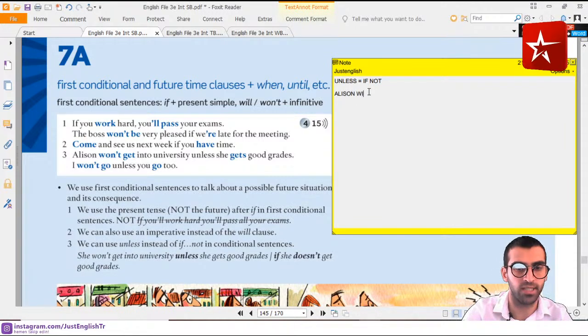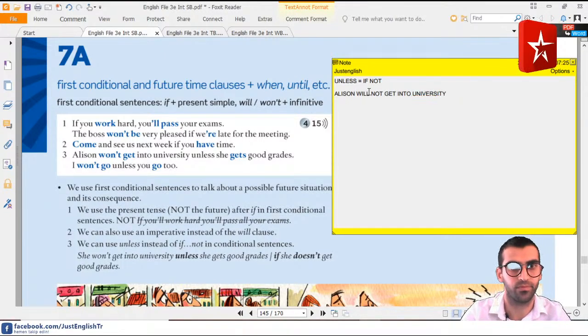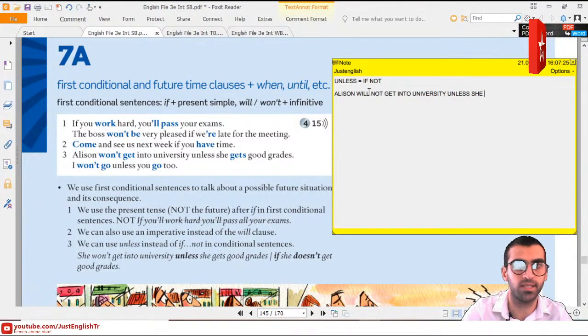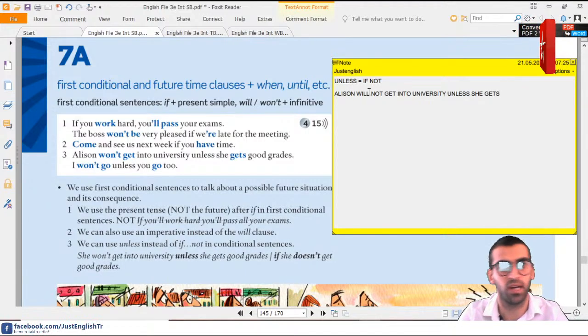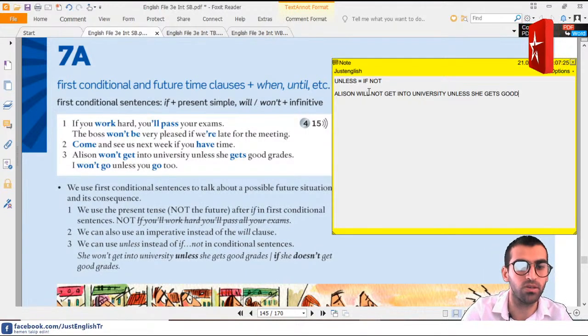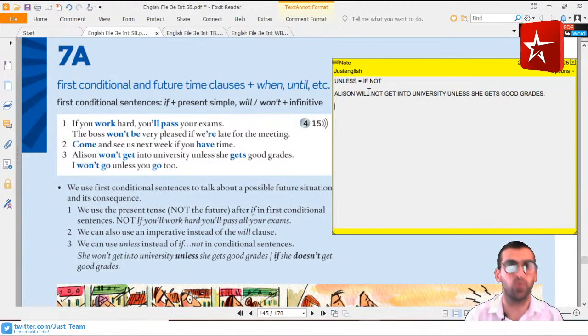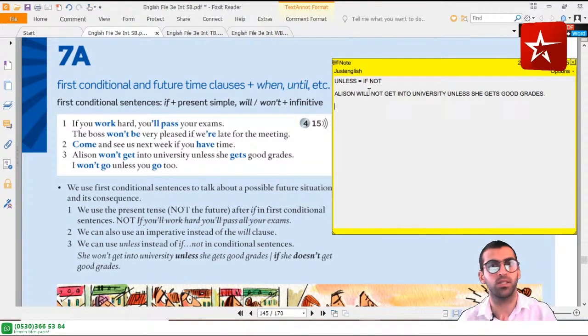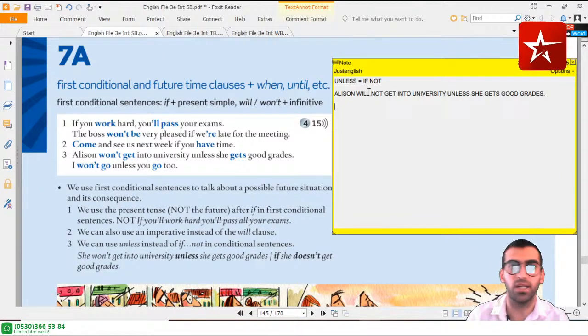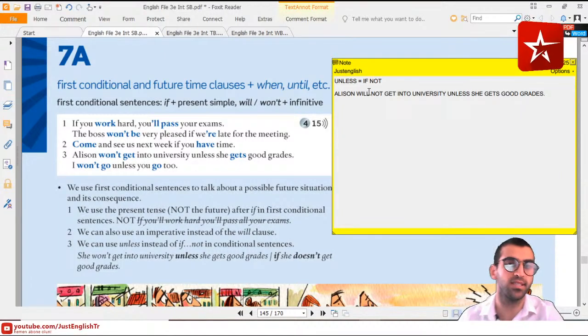Alison won't get, it means will not get into university, unless she gets, okay, the present simple after unless. We must use good grades. This is the sentence with unless. And as I told you before, unless equals if not. So here, let's write another sentence, the same sentence, by using if not.